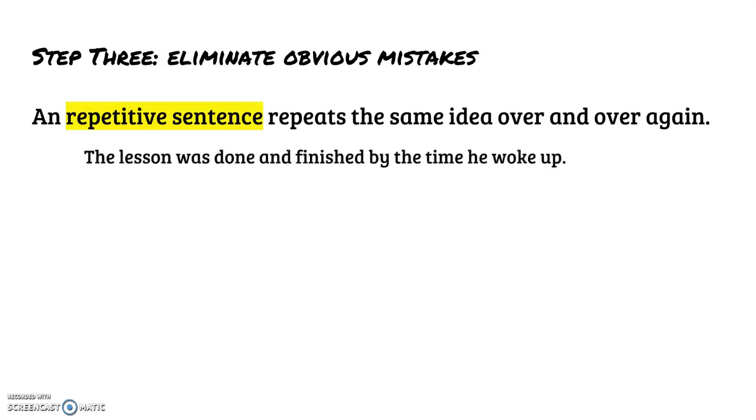For instance, if I'm talking about a student who fell asleep in class, I might say the lesson was done and finished by the time he woke up. However, this sentence is not written correctly because it repeats itself. Even though I didn't repeat the exact same words, done and finished mean the exact same thing. So I don't need both of those words if it's the same idea.